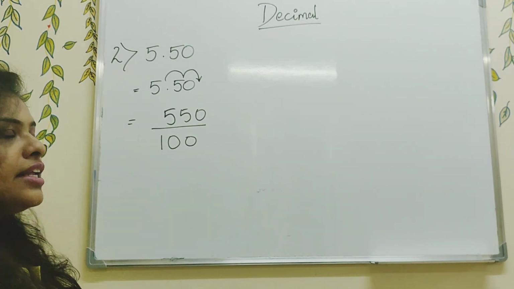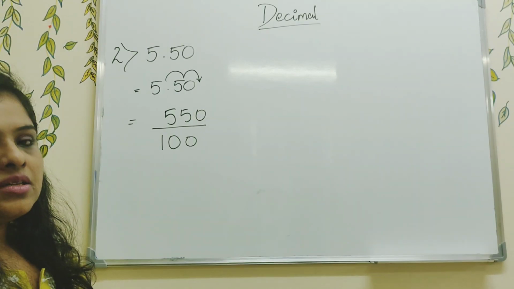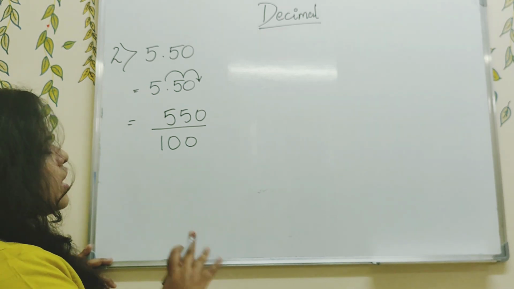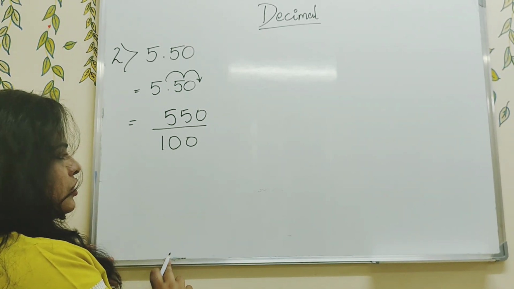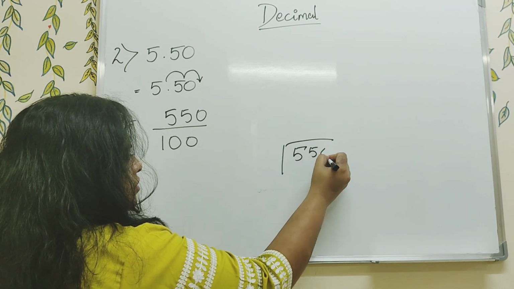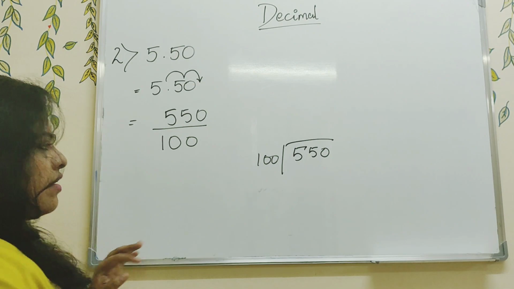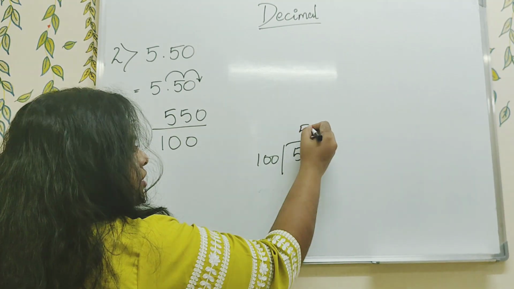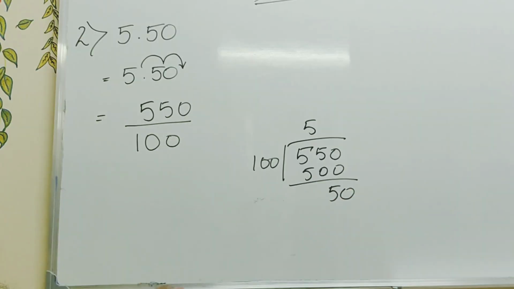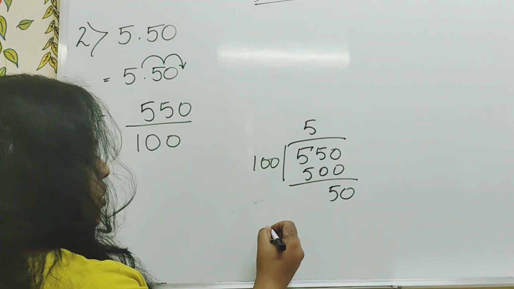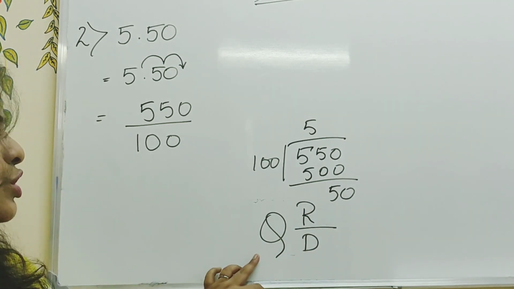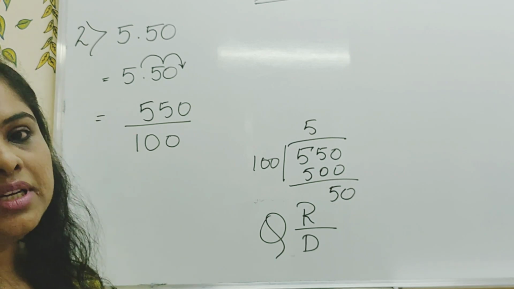So for that I'll give you a small easy method. You can convert this into a mixed fraction. Now how do I convert this into a mixed fraction? When I divide 550 by 100, we have 100 into 5 is 500 and what is left is 50. The remainder is 50. Now we know how the mixed fraction works: Q R by D. Q is the quotient, R is the remainder, D is the denominator.